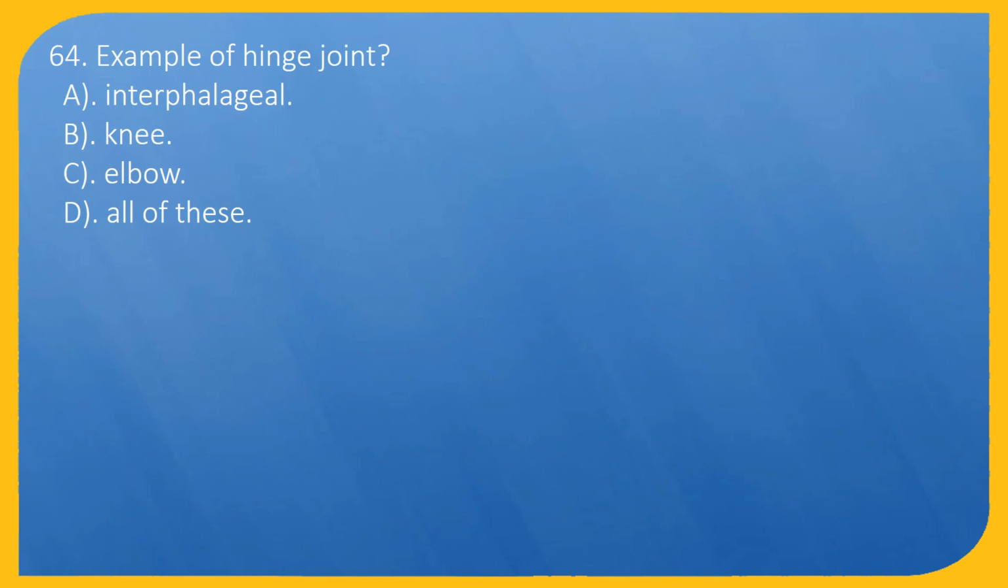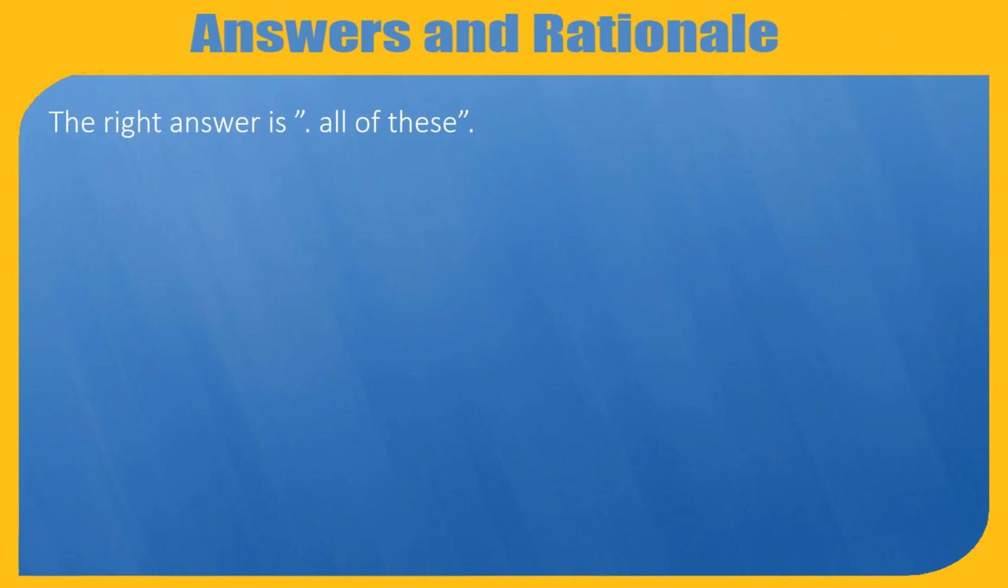Question 64. Example of hinge joint? A. Interphalangeal. B. Knee. C. Elbow. D. All of these. The right answer is all of these.